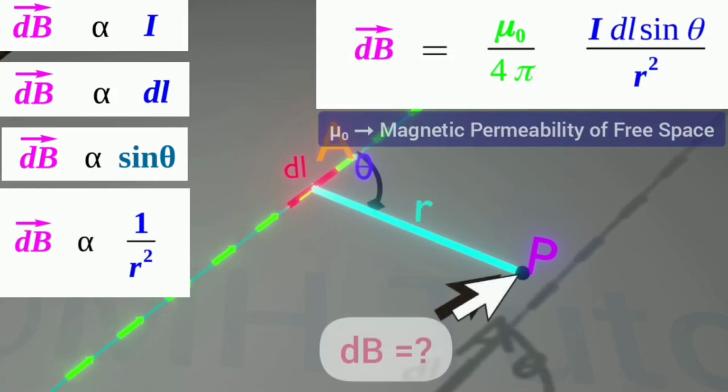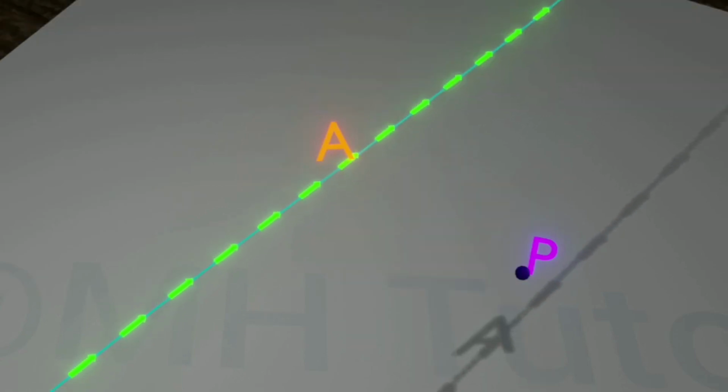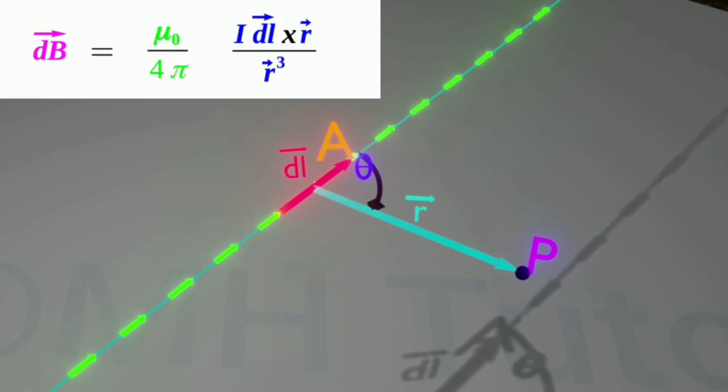Here, in this case, the direction of the magnetic field is not clear. To get its direction, we need to explain the vector form of the law. And here it is. The vector form of this law is written like this. Note that there are arrows over the letters of dB, dl, and r. They indicate that there are three vectors in this equation.